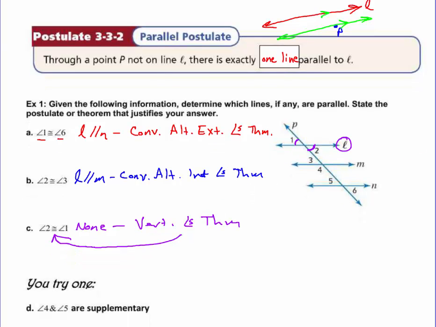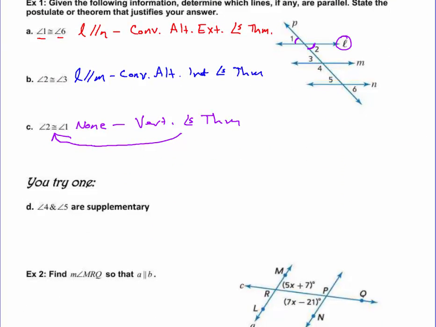So a couple more examples down at the bottom. Give them a try, and we will check them out in class tomorrow.